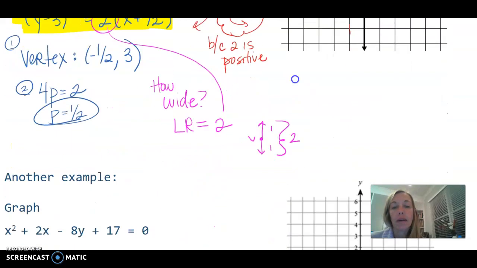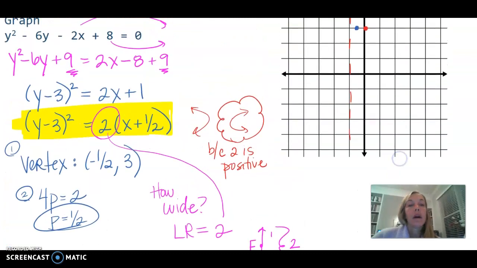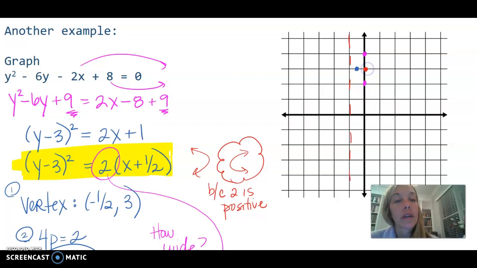Okay, so not through the vertex. I'm very sorry. The focus. Okay, so I'm going to go up 1 and I'm going to go down 1 so I get that width of 2. All right, and then from there I can just draw my parabola in. And it looks like that.